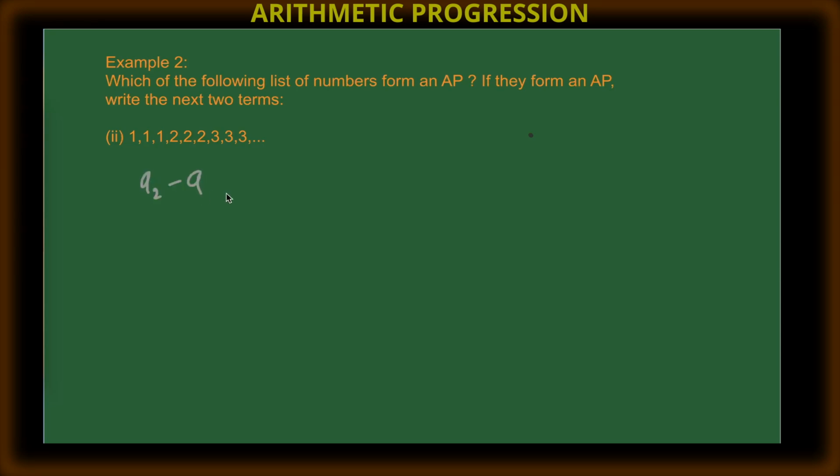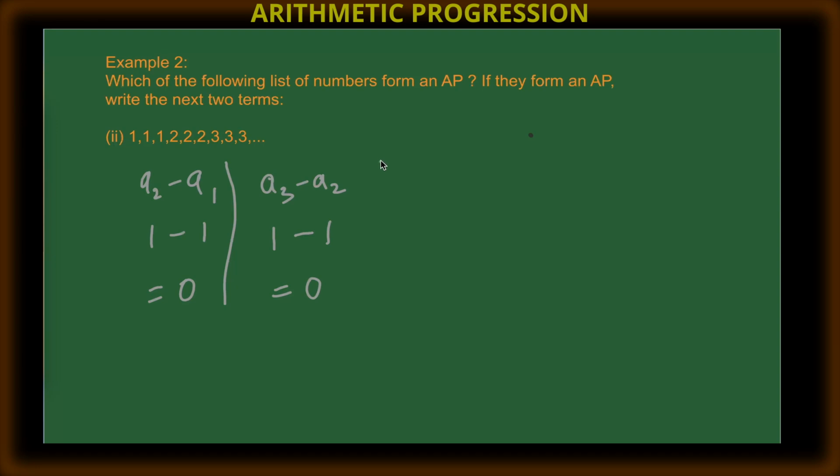A2 minus A1. So what is A2? A2 is 1, and minus of A1 is 1. Okay, 1 minus 1 is 0. Let's take another example, A3 minus A2. What is A3? A3 is 1, minus of A2 is 1. So the difference is 0. Usually we take 2 examples, but by looking at this, you need to consider one more thing. There is something trivial here, the pattern is different. By looking at this example, it looks like it's going to be different.